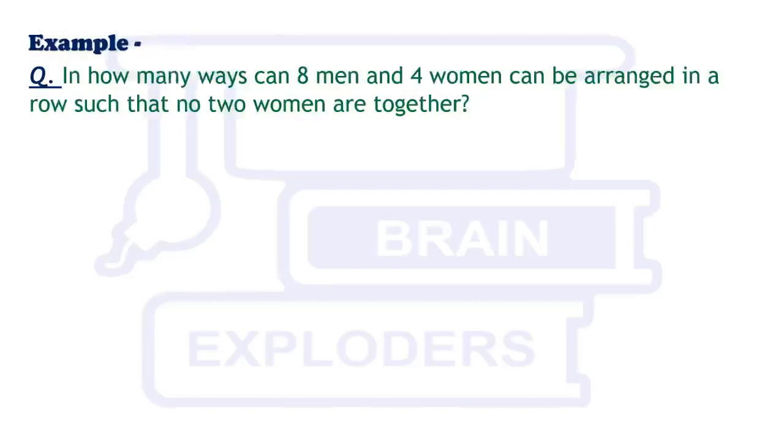In how many ways can 8 men and 4 women be arranged in a row such that no two women are together?